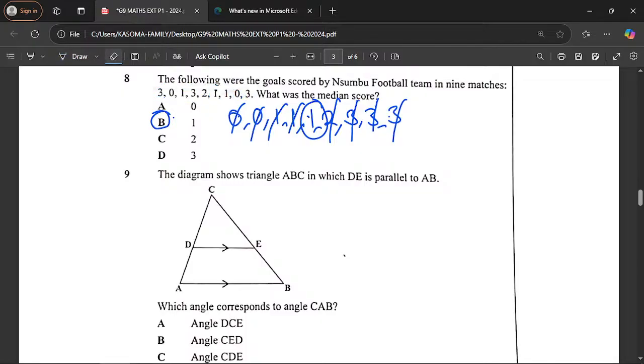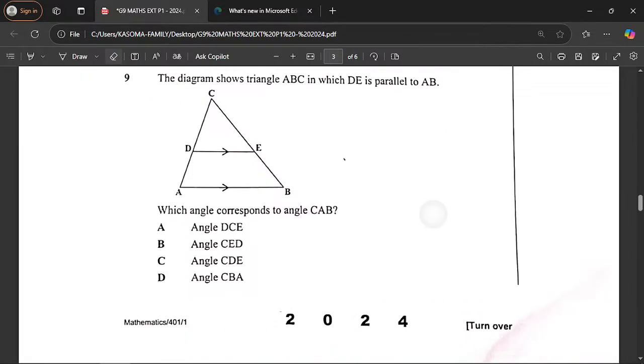Please don't hesitate to ask if you have got questions. Okay, so we go to question 9. Question 9 is very simple.